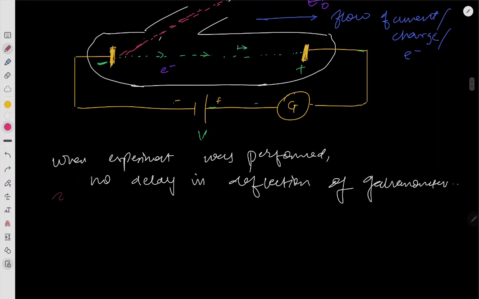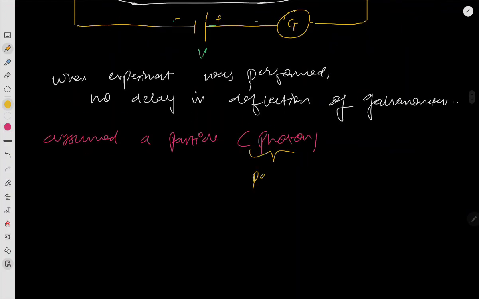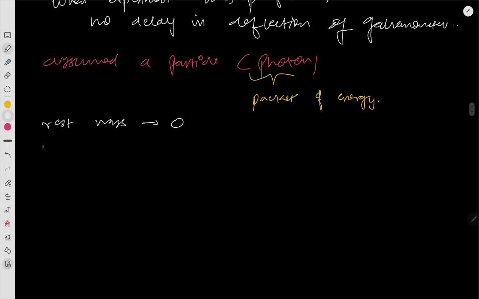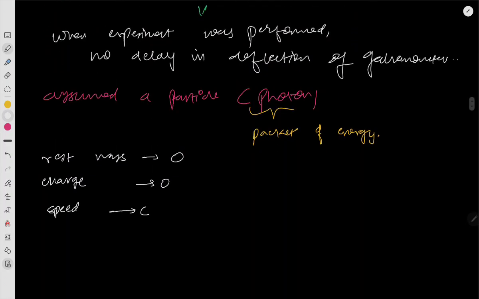So, what Einstein did was he assumed a particle called a photon, which is known as a packet of energy. And this packet of energy has a rest mass 0 and its charge is neutral. Then its speed is c, that is the speed of light. It is an imaginary particle. Assumed, that means imaginary.